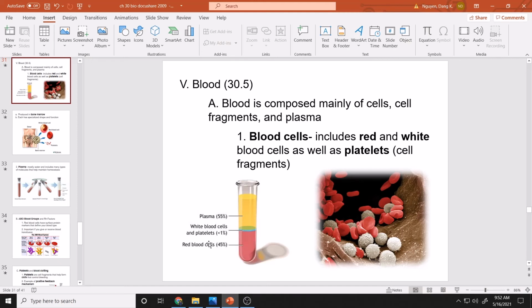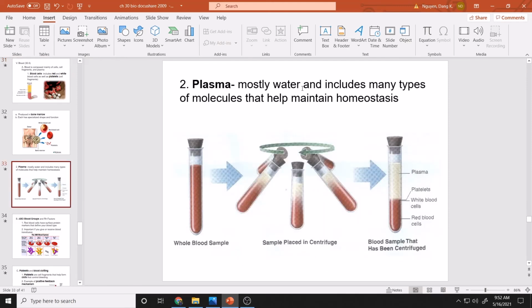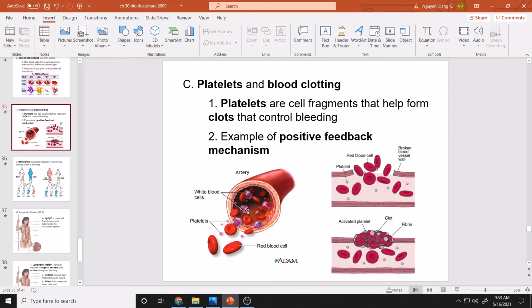Okay, so the red blood cells again have hemoglobin in them, which helps trap oxygen, and then your red blood cells deliver the oxygen to other parts of your body. White blood cells and platelets are a part of your immune system. Okay, so the plasma again is mostly just water, and it includes other molecules that help maintain homeostasis. And then keep in mind you have small molecules or cell bodies called platelets that control bleeding.